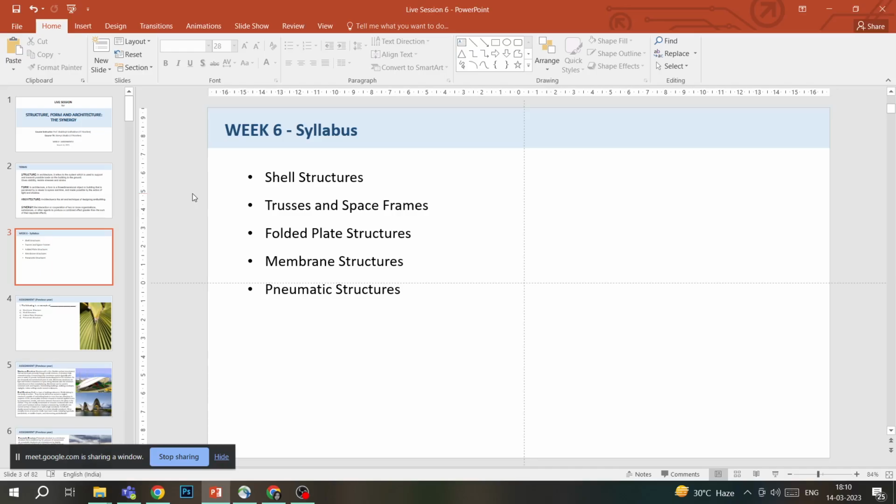Lastly, pneumatic structure, the last lecture of this week. Again, what are pneumatic structures? They're basically structures which use air pressure to stay still. And then different types of pneumatic structures, what are their characteristics, what are the components of pneumatic structures.